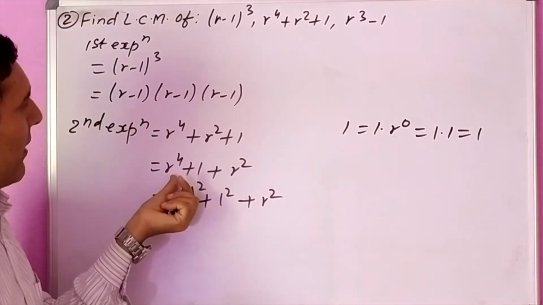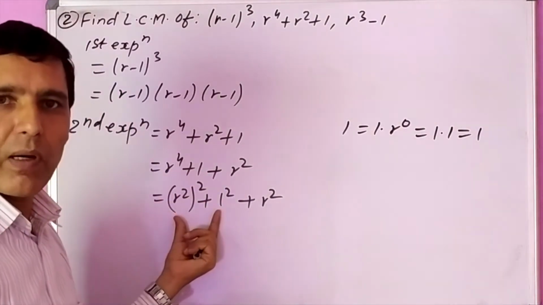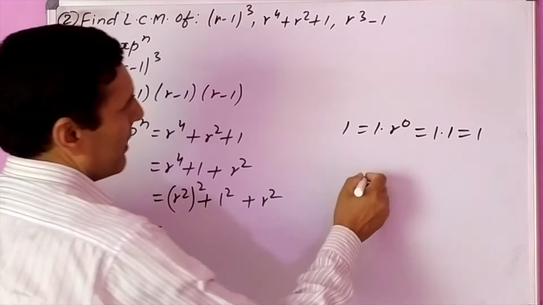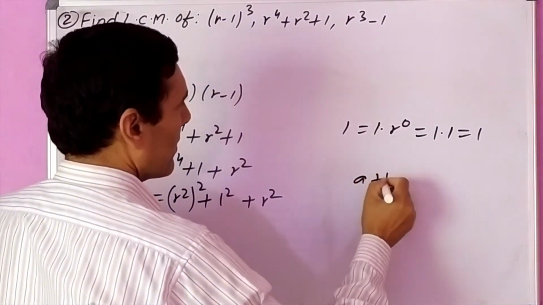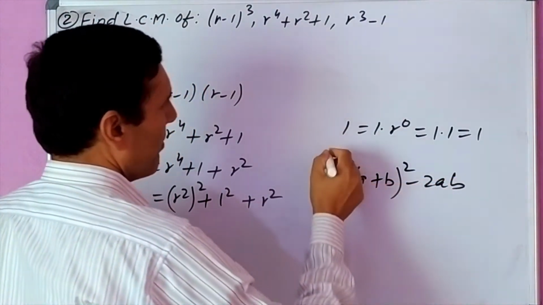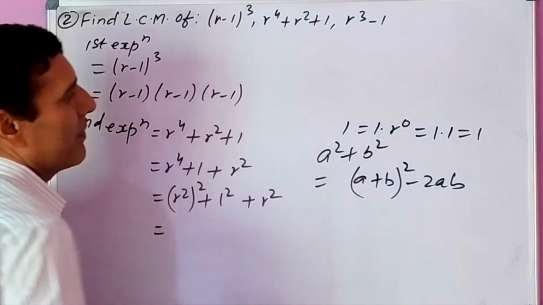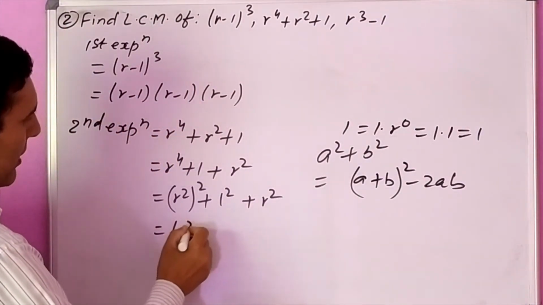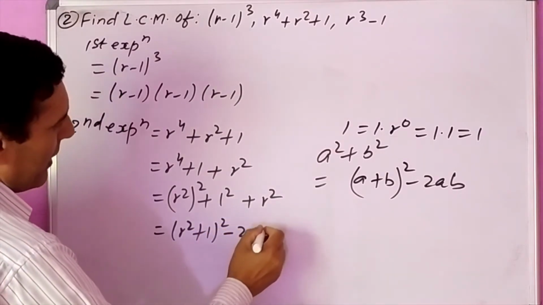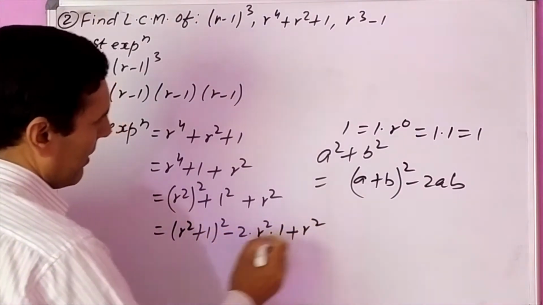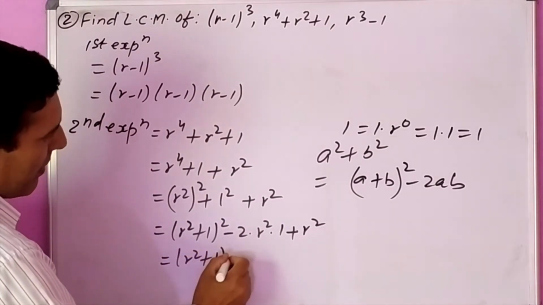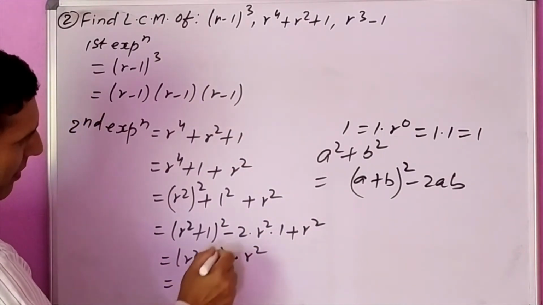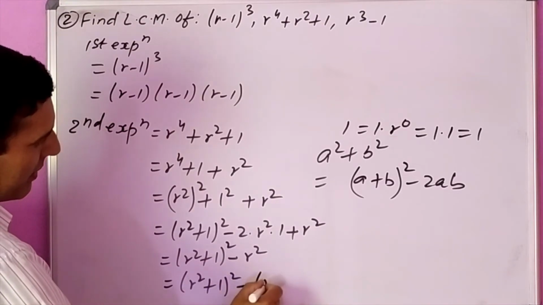So the greatest power of r and the least power of r, to make a square plus b square, and the second power r square, we keep this at last. So a plus b whole square plus minus 2ab. We use this formula here for this a square plus b square. A square plus b square is equal to a plus b whole square minus 2ab. So r square plus 1 whole square minus 2 into r square, b is 1, plus r square is r square plus 1 minus 2 r square plus r square, it is minus r square. So it is r square plus 1 whole square minus r square.